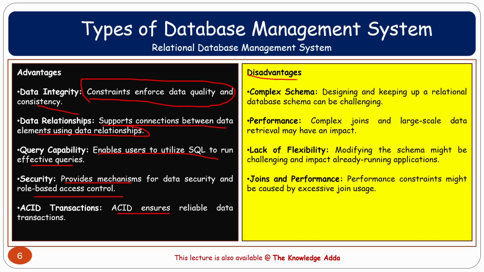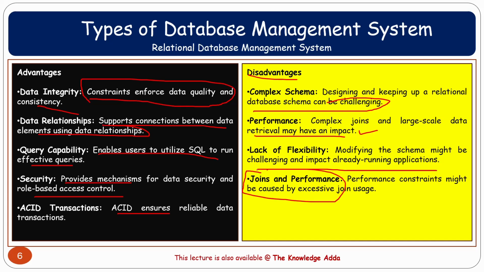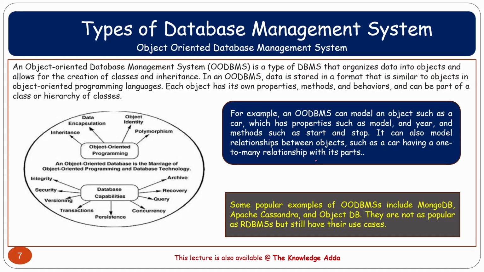Now talking about disadvantages, designing and keeping up a relational database schema can be challenging, and complex joins and large scale data retrieval may have an impact, and it can take more time. And modifying the schema might be challenging and impact already running applications. And if we are joining more tables, this can reduce the performance of the relational database management system.